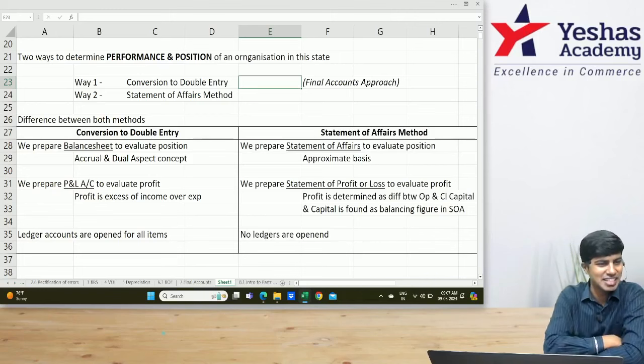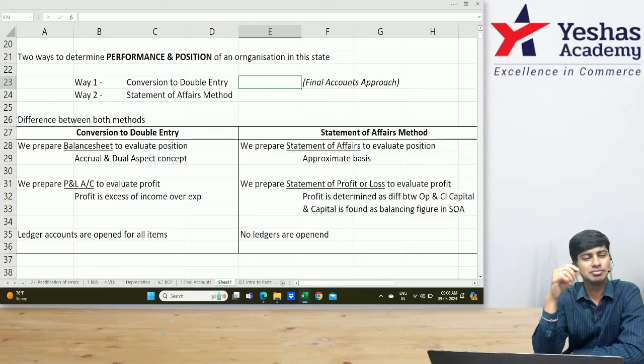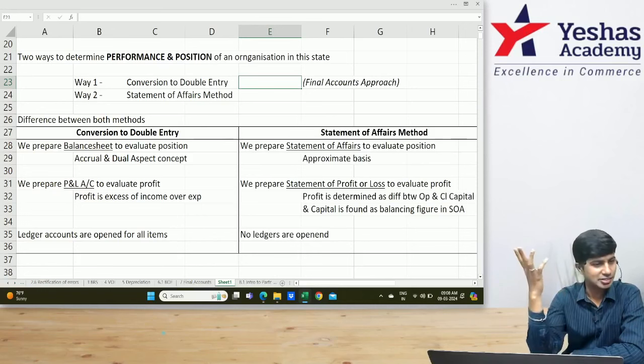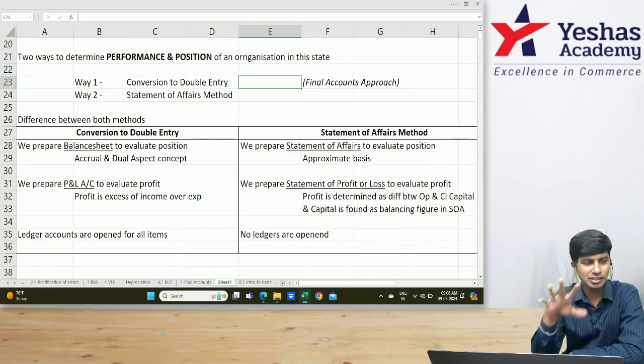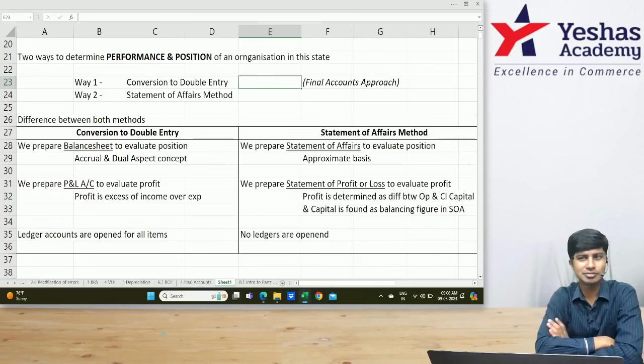Oh, nice name, Sachetan. Never heard, first time. Very unique name.